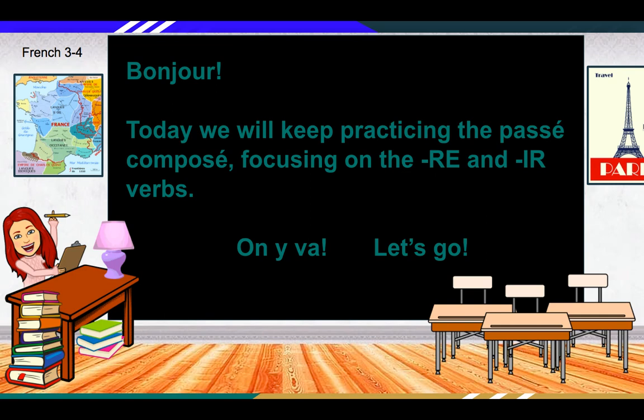So today we're going to keep practicing the passé composé, and this time we're going to focus on the verbs that end in RE and IR. We learned those recently in the present, and now we're going to learn them in the past. This video is not as long as a lot of them are, because we're not learning new vocabulary. We're just learning new ways to use the verbs that we already know. So on y va, that means let's go.